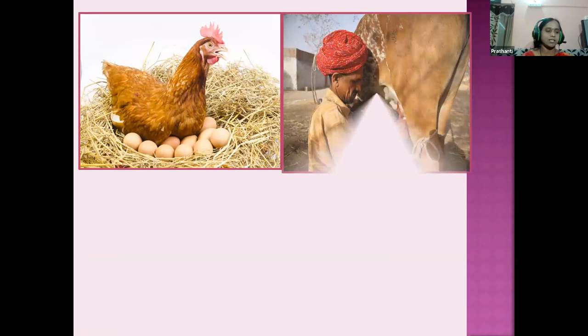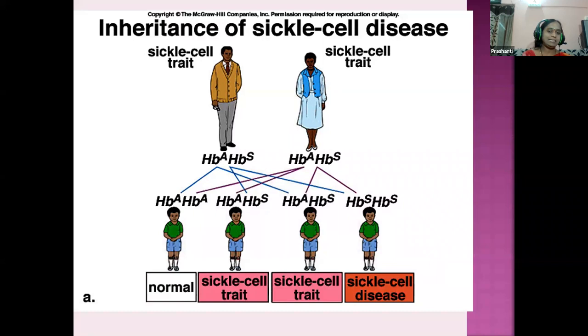Next, breeders also choose chickens that produce large eggs, cows that yield more milk, and corn with a high protein variety. Even in the inheritance of sickle cell disease, we find three possibilities: the normal HbA HbA, the carriers HbA HbS, and the recessive HbS HbS. So nature selects the intermediate, the HbA HbS heterozygous individuals, where malaria is predominant in that area. That is, it protects the individuals from malaria.